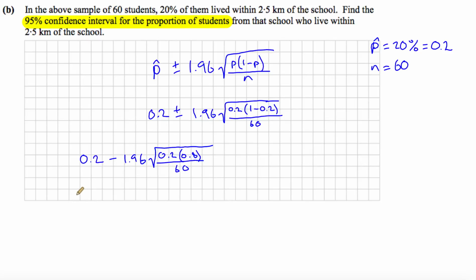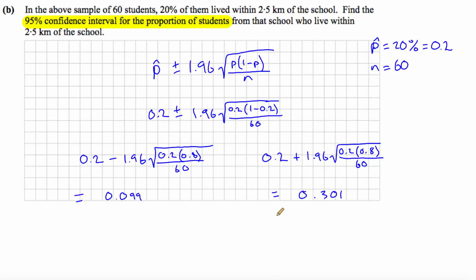So when we work that out, that gives us, correct to 3 decimal places, 0.099. And when we do the same calculation with plus, so 0.2 plus 1.96 multiplied by the square root of 0.2 multiplied by 0.8 all over 60, this time correct to 3 decimal places, we get a figure of 0.301.